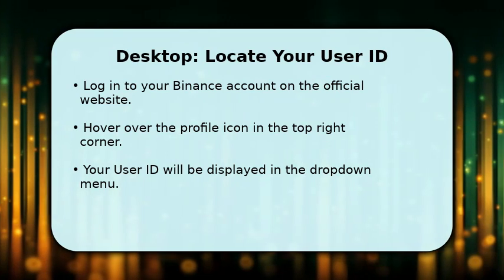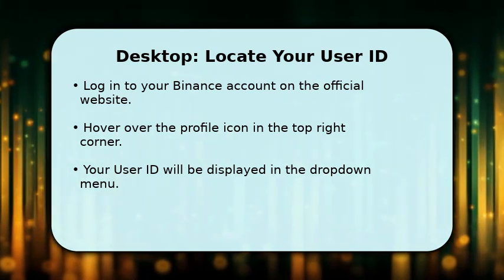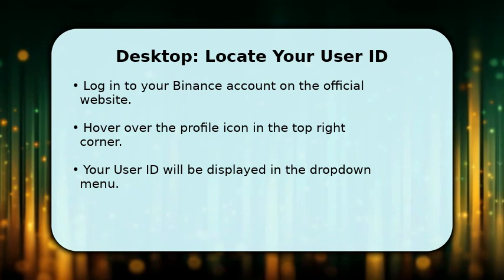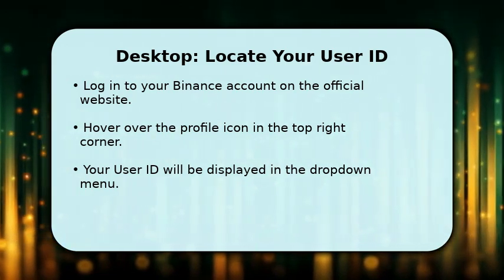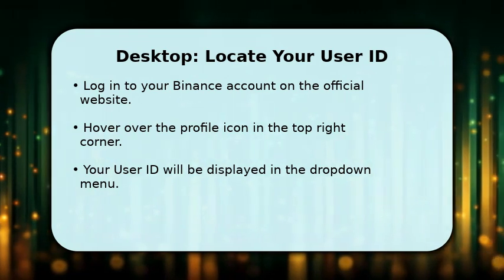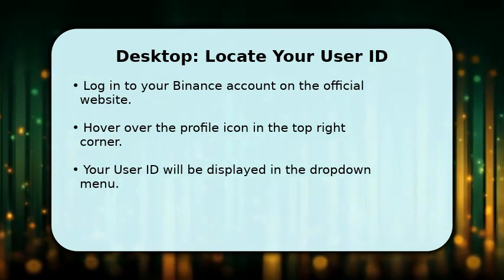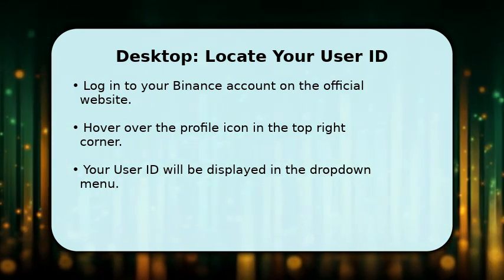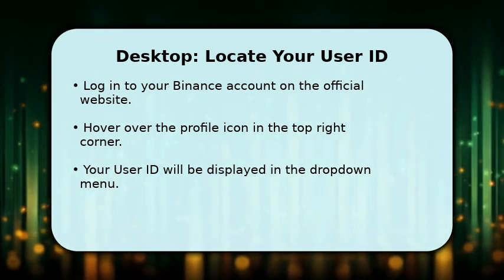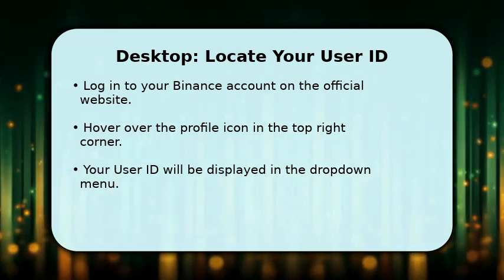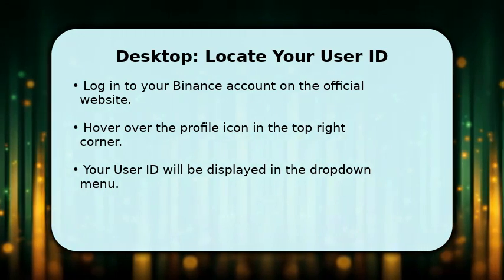If you're using the desktop version, the process is straightforward. First, log into your Binance account on the official website. Once logged in, simply move your mouse cursor over your profile icon, which is usually located in the top right corner of the screen. A drop-down menu will appear, and your unique user ID will be clearly visible there. It's that simple to find on your computer.